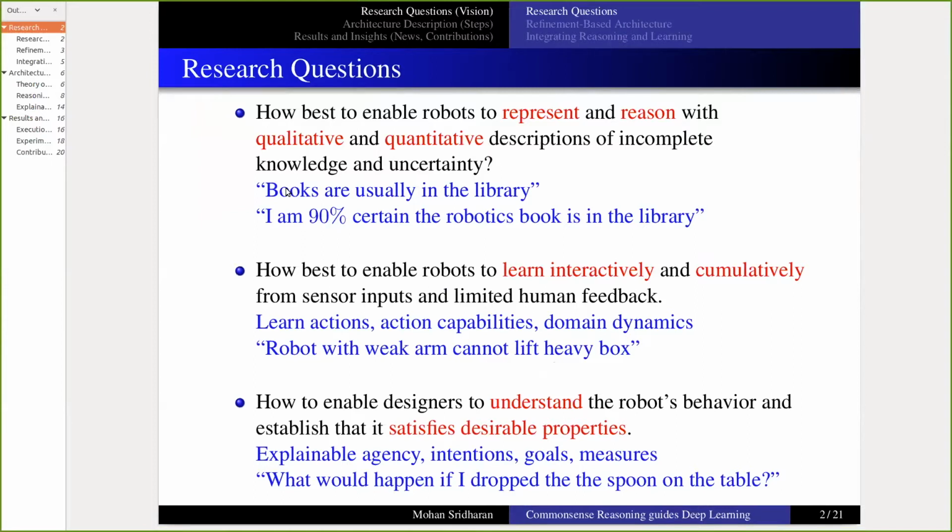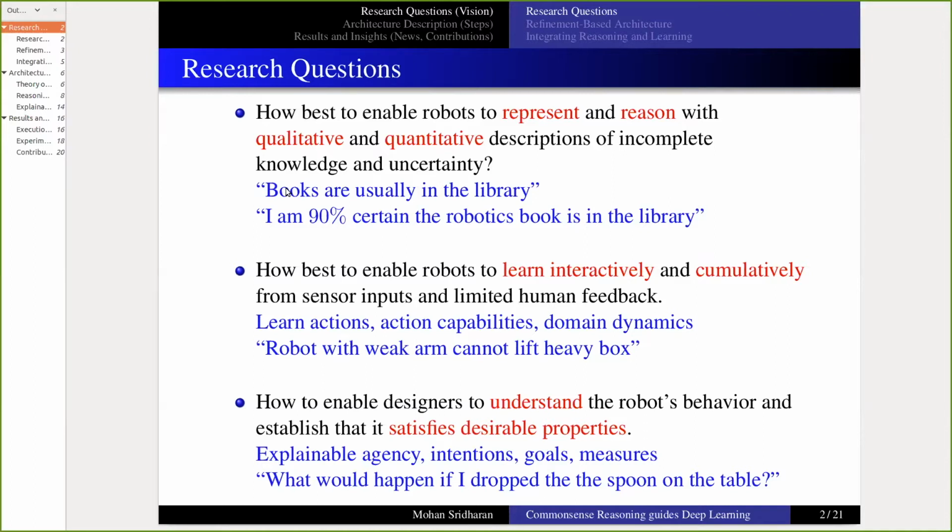And so the thing we said was, how can we get robots? And this is strongly motivated from the viewpoint of a cognitive systems and robotics person. So how to get robots to represent and reason with different descriptions of knowledge and uncertainty. And because this description is going to be incomplete and potentially inconsistent, how do we get these robots then to learn, say, interactively and cumulatively, not just incrementally, over time?